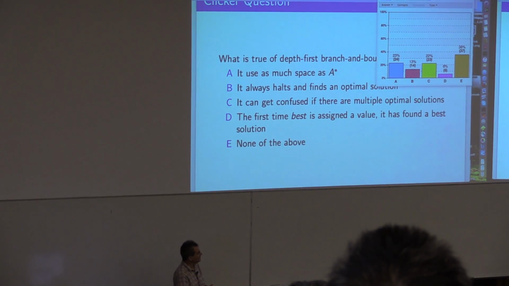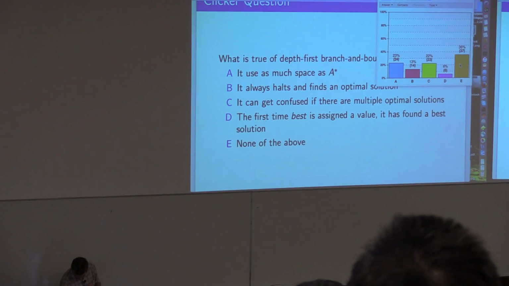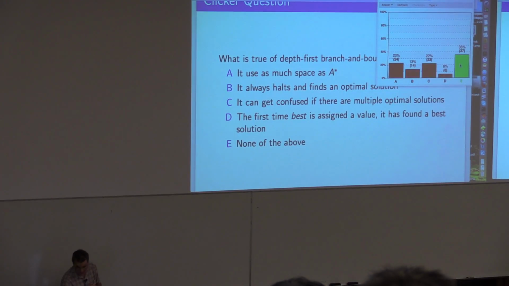The answer is, in fact, E. It doesn't use as much space. Remember, it keeps doing depth first search. A star search uses exponential space. So the reason you use depth first branch and bound is because it uses less space. It doesn't always halt, which is what we even had a discussion about. If the bound is infinite, it doesn't always halt.